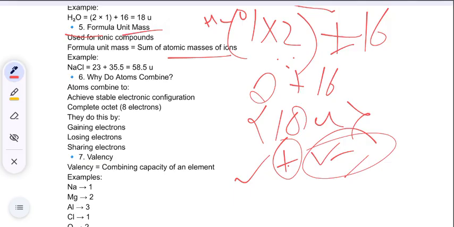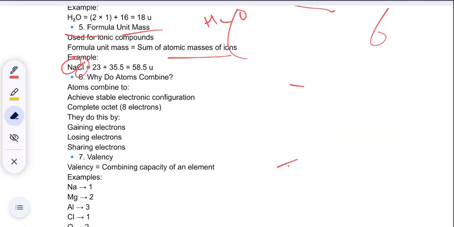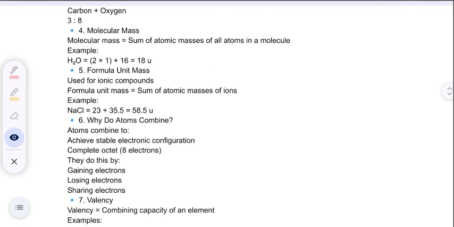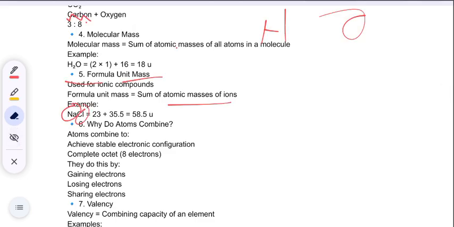Now NaCl. NaCl means sodium and chlorine. Now let me explain again. Don't get confused between molecular mass and formula unit mass. Molecular mass is generally the sum of atomic mass of all atoms in one molecule, and formula unit mass is the sum of atomic mass of ions.